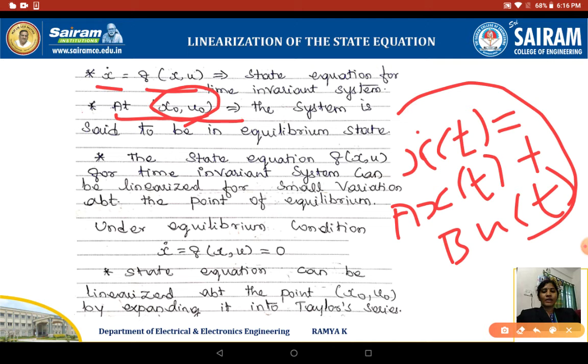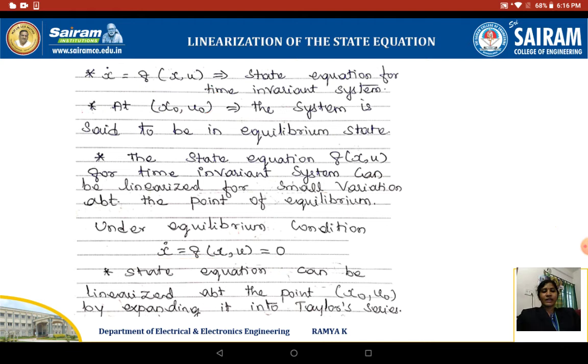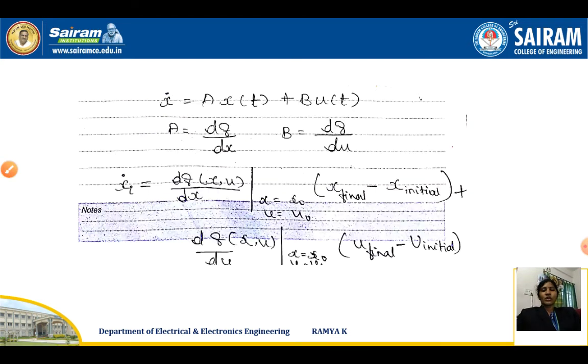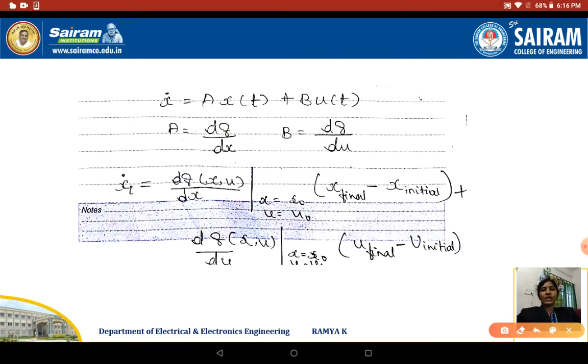So under equilibrium condition, we can assume that x dot of t is equal to f of x comma u, which is equal to 0. The state equation can be linearized about the point x naught comma u naught by expanding it in Taylor's series. So we know that x dot of t is equal to Ax of t plus Bu of t. This is your state equation.